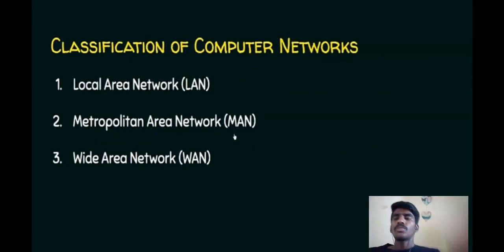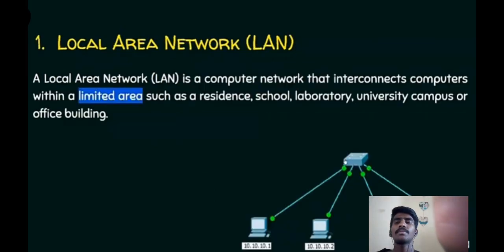So now, classification of computer networks. This is the major component involved in computer networks. Computer networks can be classified into three types, namely local area network, metropolitan area network, and wide area network. I think you all are aware of these. Please let me explain in detail.